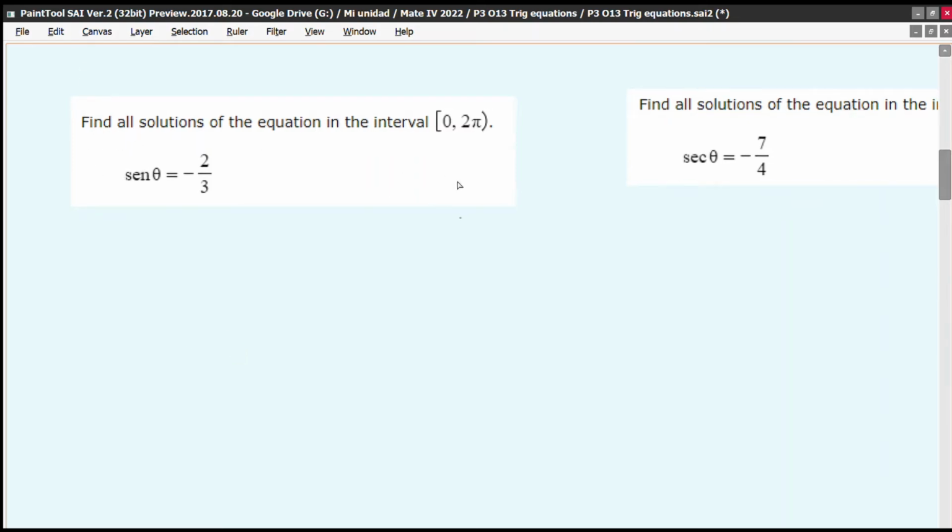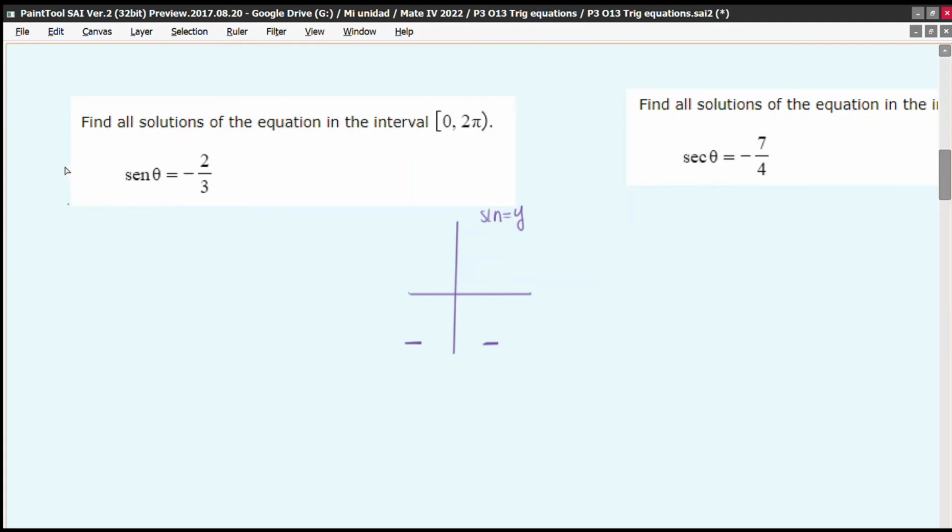So again, I'm going to start locating where the possible solutions are going to live. I have sine of theta equals minus 2/3. So I know sine has to be a negative value. So the first thing that I'm going to see is where sine is negative. Because sine equals y is negative where? Here and here. So here is where my two possible solutions are going to live.